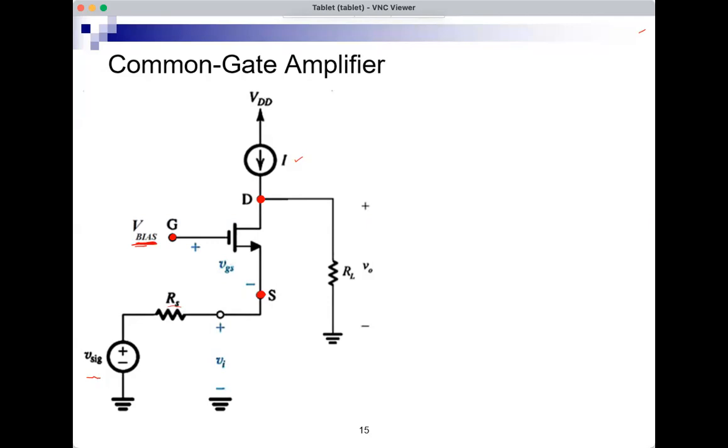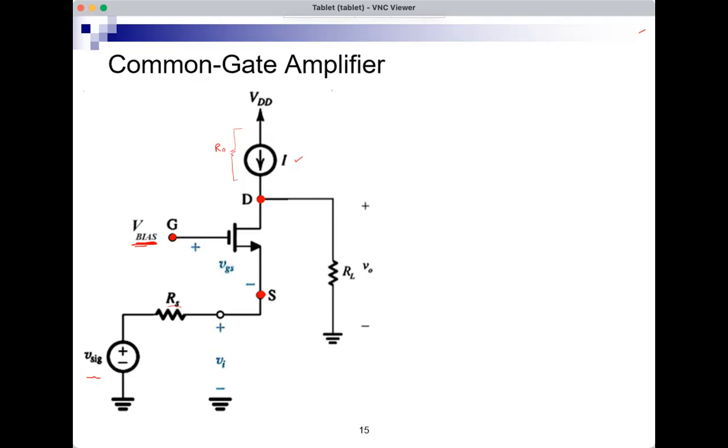Okay, so this is the configuration, and we're showing that we have a load RL. In general, we will have a load RL. And this RL can also be used to model the output resistance of this in case it's not ideal. If this has an output resistance, this can go and become part of RL. So RL is a convenient model for a load or the output resistance of the current source.